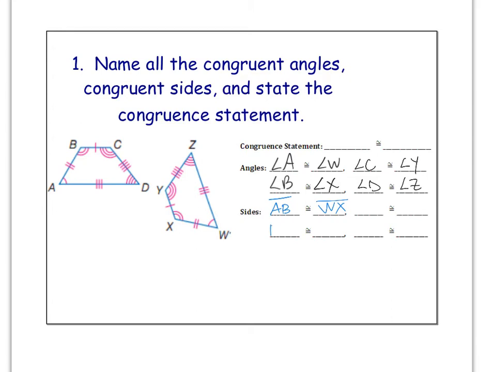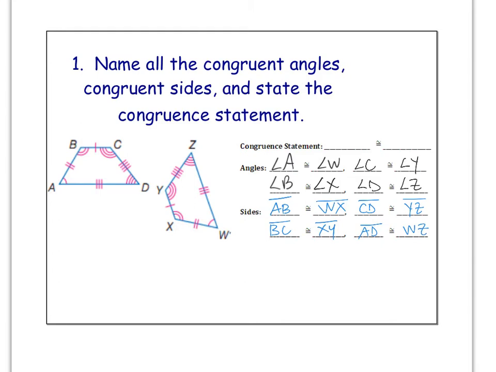All right, now let's do side BC. So side BC matches up with side XY. Side CD, so segment CD matches up with segment YZ. And then last but not least, segment AD matches up with segment WZ. So this is pretty cool. All the sides matched, all the angles matched. So we can write our congruent statement.